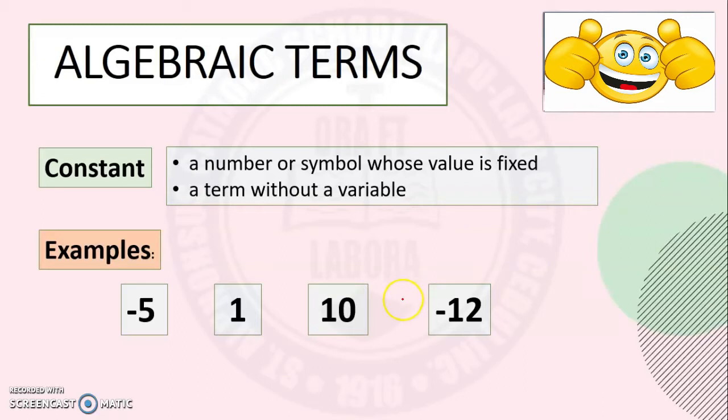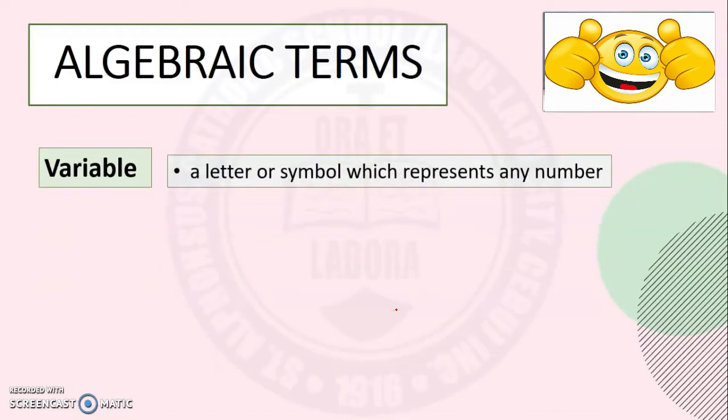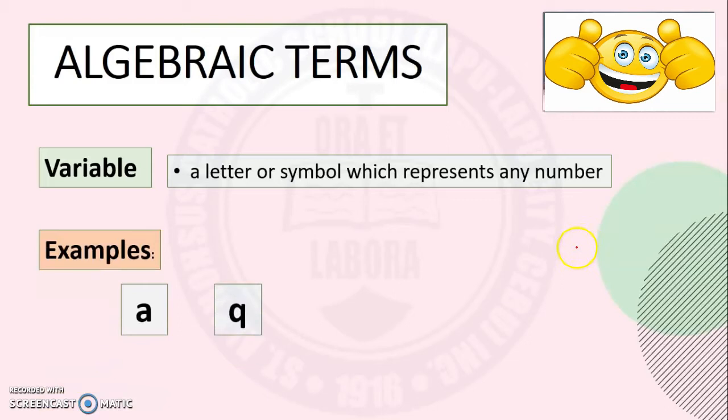Alright, now let's proceed to our second algebraic term, which is variable. A variable is a letter or symbol which represents any number. These are some examples of variables: A, Q, V, T, or variables are just any letter in the alphabet.